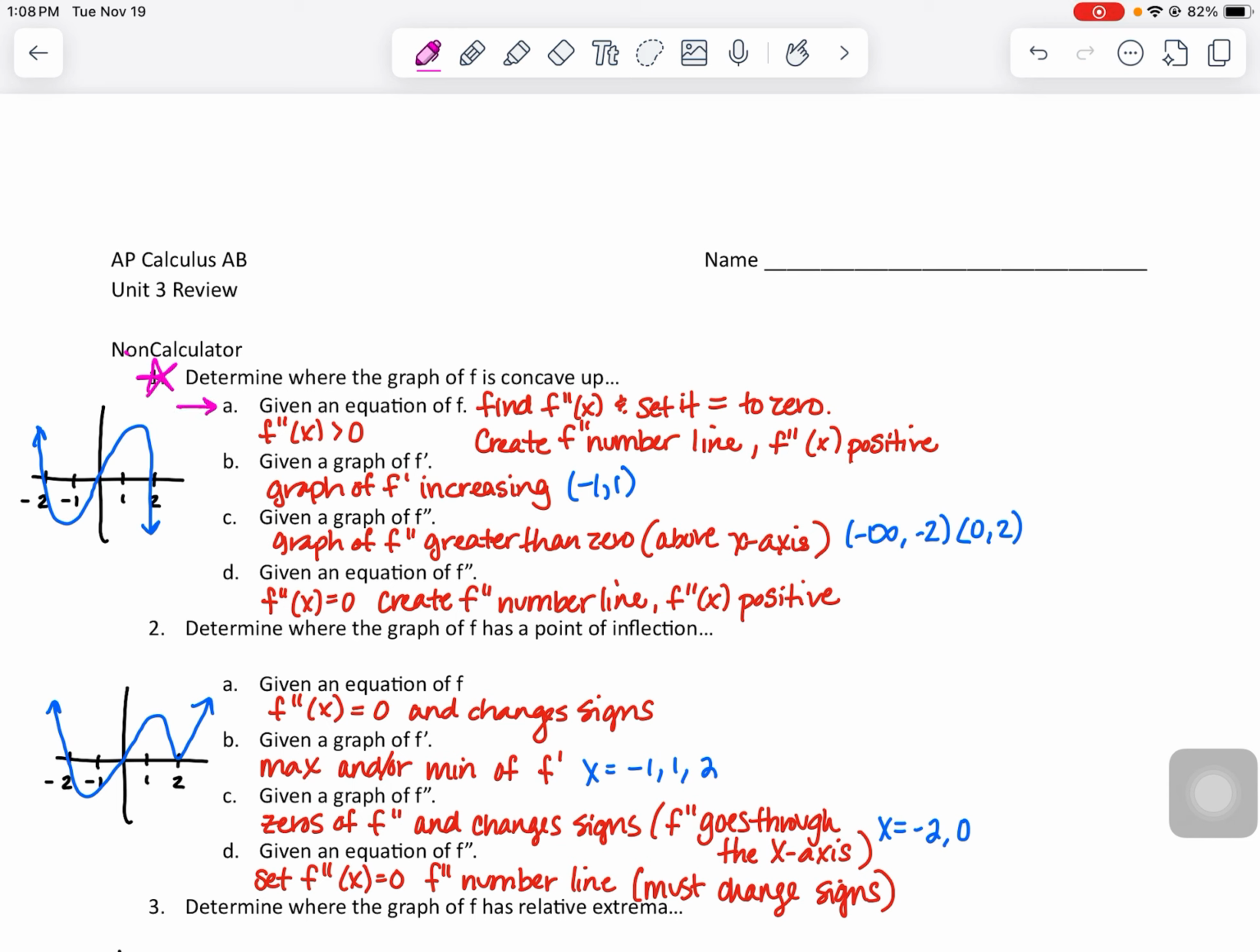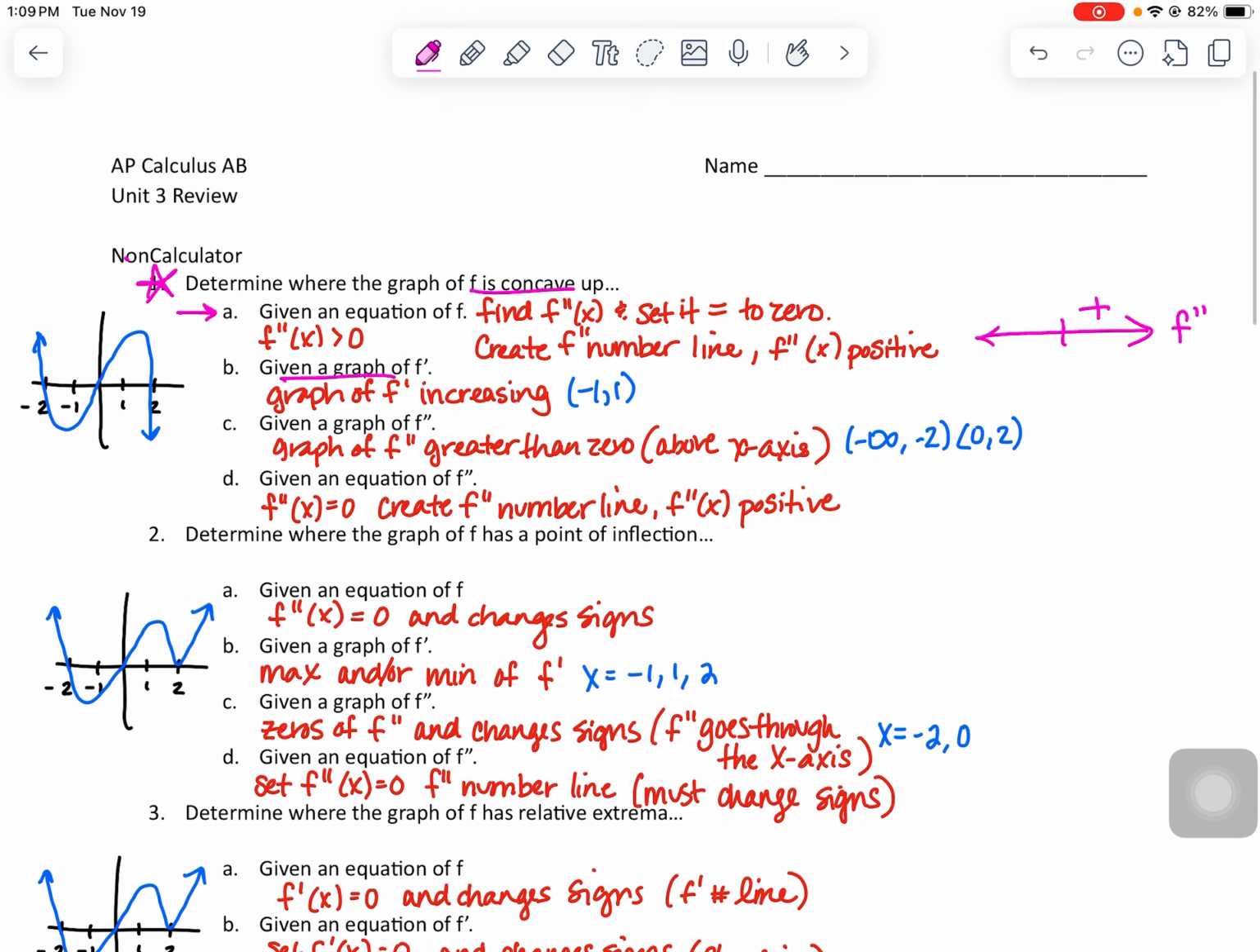So A says, okay, well, you're given the equation for f. So what do you do? You're gonna take the derivative, take the second derivative, set it equal to 0, get that number line for f double prime and figure out where it is positive, and then that is where f is concave up. And then part B, so you're deciding where f is concave up, but this time you're given a graph of f prime. Well, if you have f prime and you want to talk about the concavity of f, then you look at where the graph of f prime is increasing.